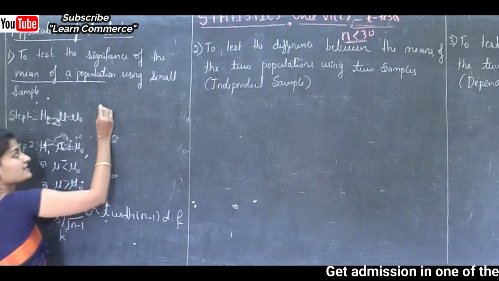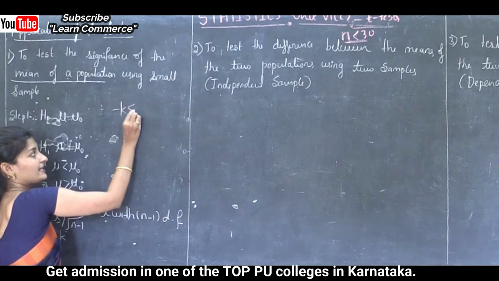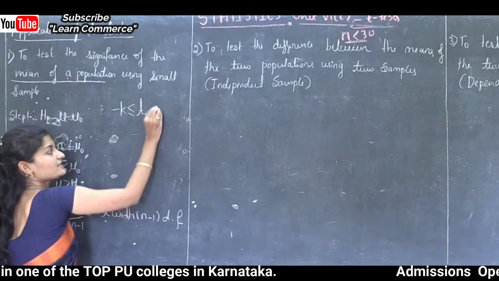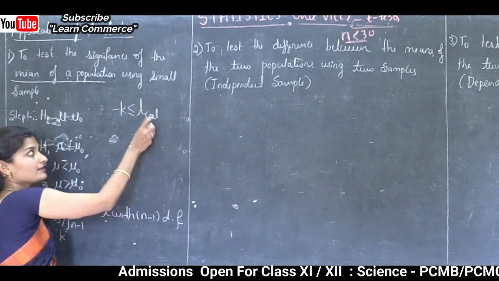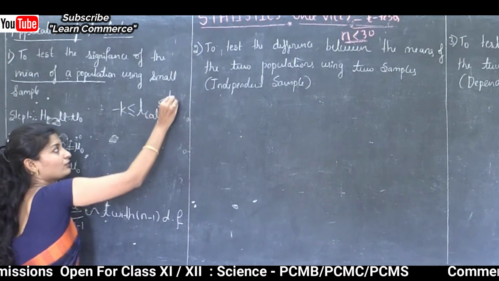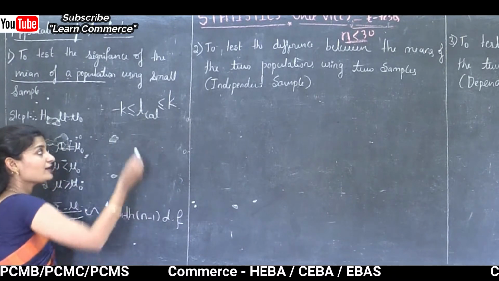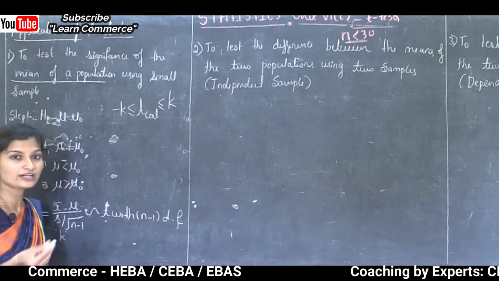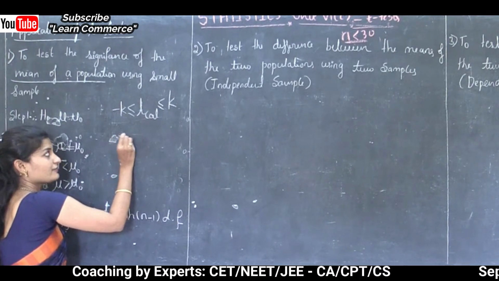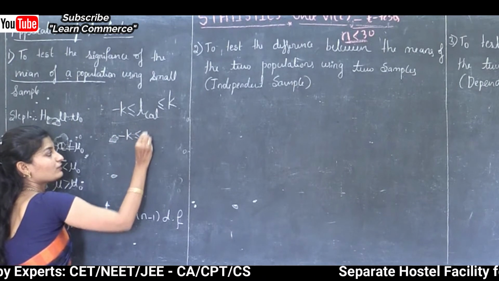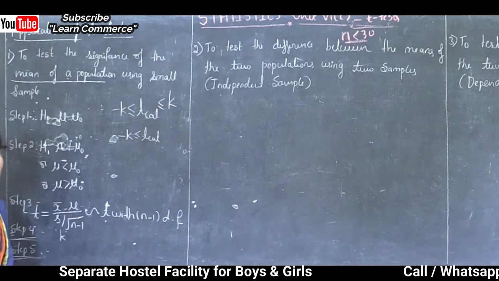For a two-tailed test, the condition is minus k less than or equal to the calculated value, written TCAL, less than or equal to k. If the value lies like this, then H naught is accepted, otherwise rejected. Then for a left-tailed test, the condition is k less than or equal to the calculated value, then H naught is accepted, otherwise H naught is rejected.